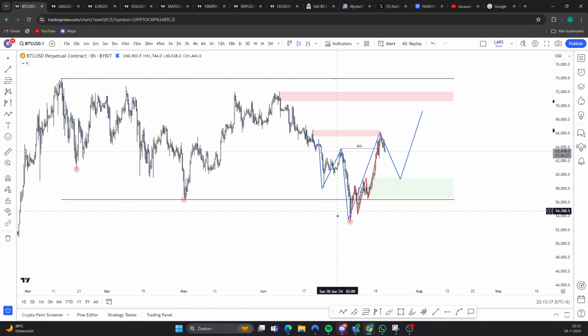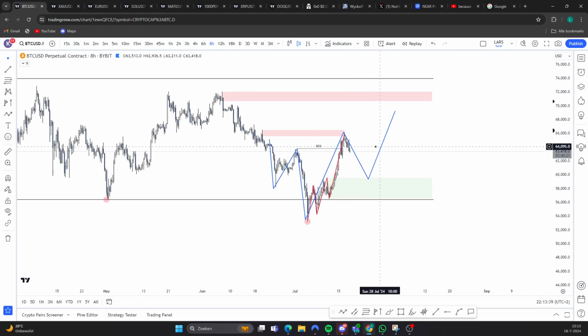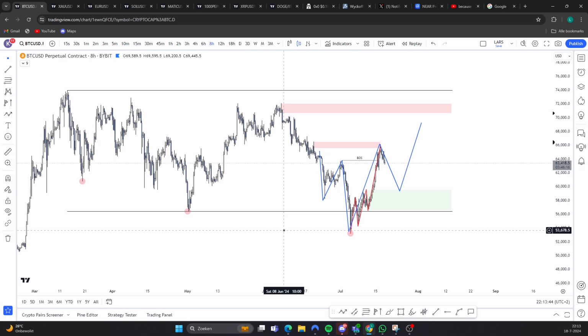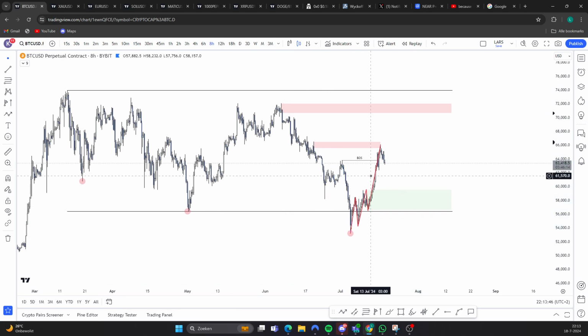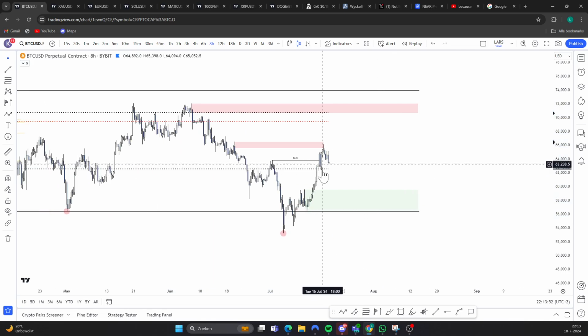SC, ST, spring. And now we can just put in our test or LPS, whatever you want to call it, which is just a higher low. Now, it would have been amazing if price just continued to pump after backtesting that volume area, because it was just so beautiful, right? It was perfect.